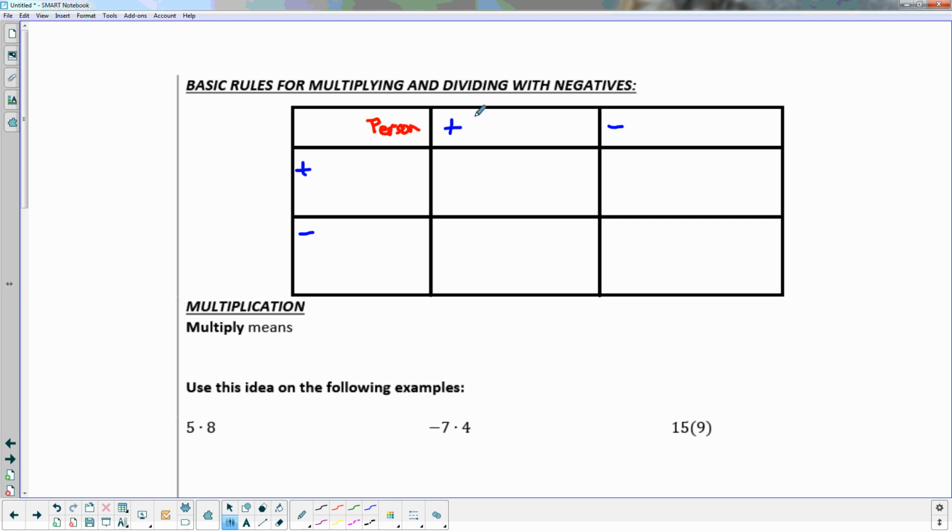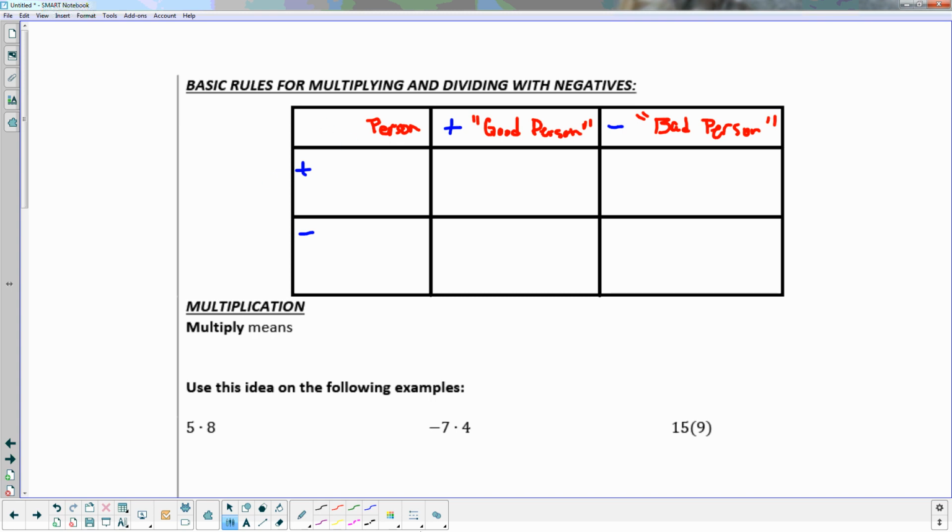So for a type of person, if it's a plus, that means it's a good person. So for a good person, that's going to be my plus. And my minus, and I may have done this backwards in class, but either way, that's okay. The minus is a bad person.